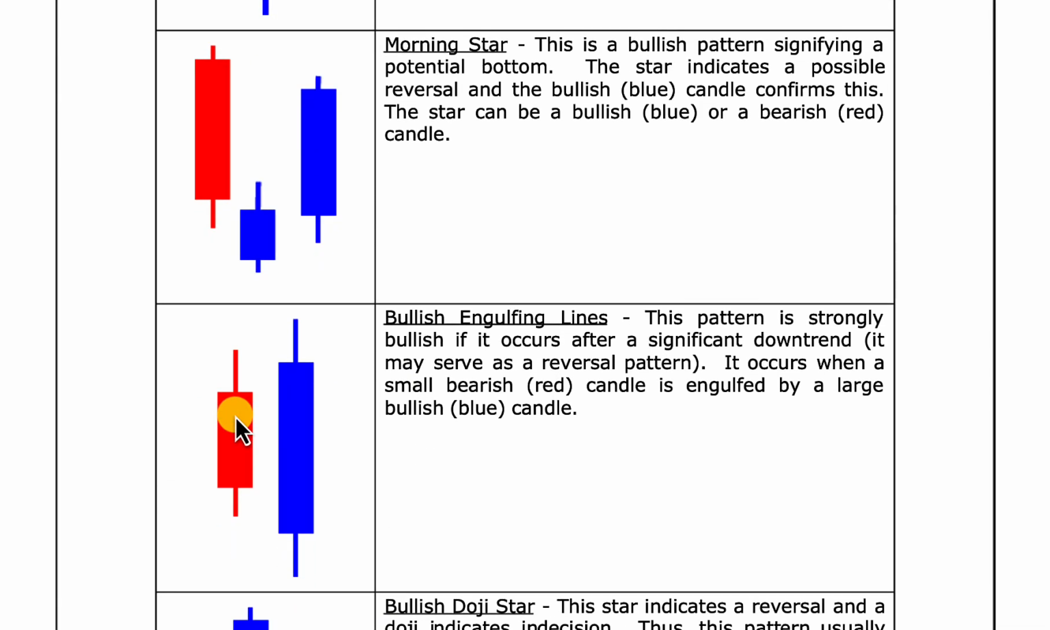Bullish engulfing, they call it lines. I translated this from a book by Steve Nison. It's actually a book which I have had in my library for a very long time. I would just call that a bullish engulfing candle.